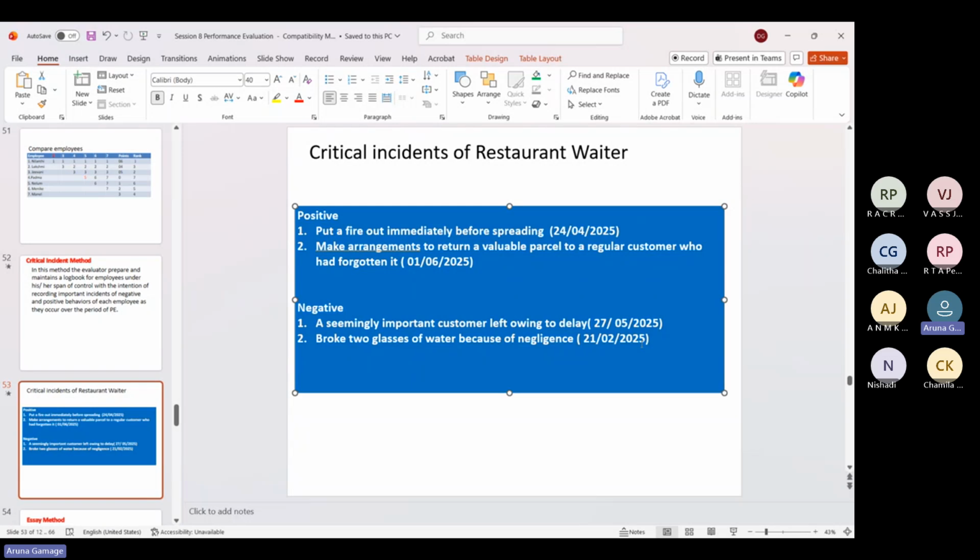At the end of the period, the evaluator goes through these positive and negative tidings and refreshes his mind, then does the evaluation, so that he can prevent the recency effect.